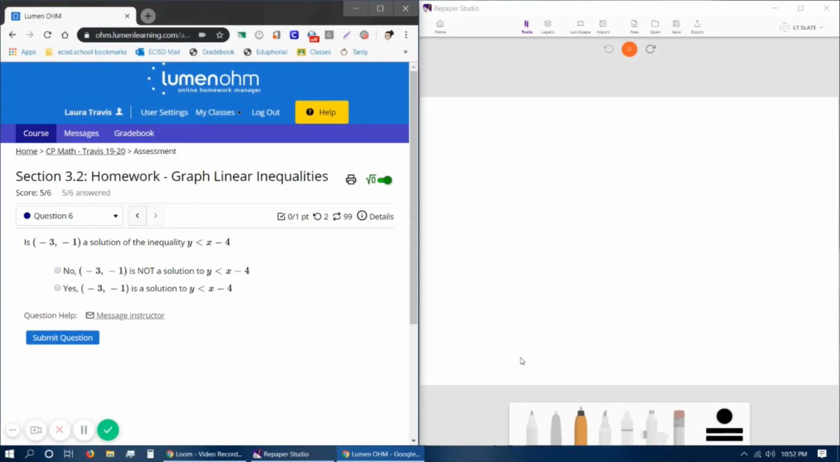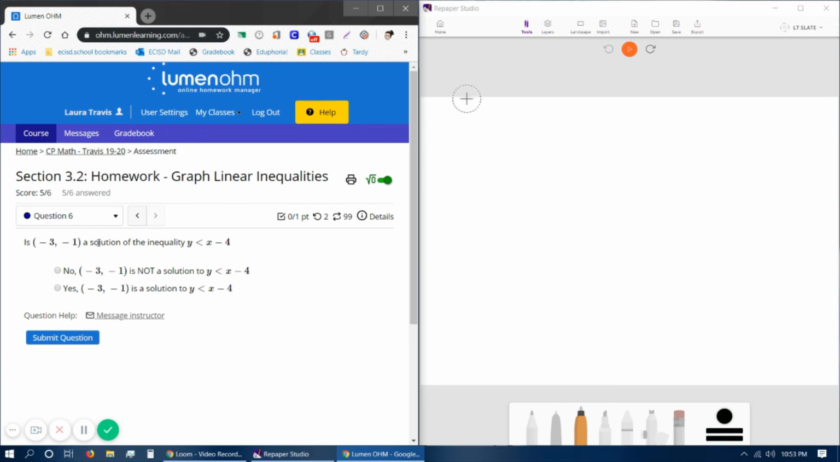Question 6 is a bit different from question 5. Instead of giving me ordered pairs on a graph, it's giving me just the ordered pair and the inequality and wants to know if it's a solution or not. I can easily solve this by plugging the coordinates into the inequality and simplifying it according to the order of operations to find out if it creates a true statement. Remember to use parentheses around the numbers when you plug them in. Remember that ordered pairs are written with x first and then y.